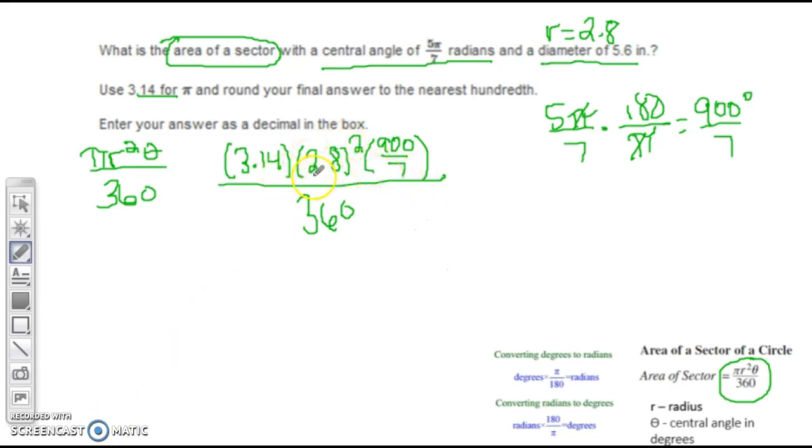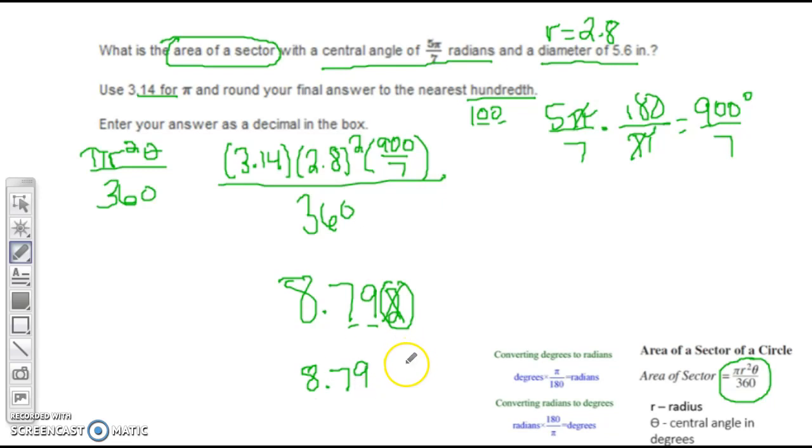So when I typed all this into my calculator, I got 8.792. And again, it says round to the nearest hundredth. 100 has 2 zeros, so I need to go 2 decimal places. Look at the number behind it. And that's going to make the 9 stay the same. So my area of the sector would be 8.79, what's my units here? Inches squared.